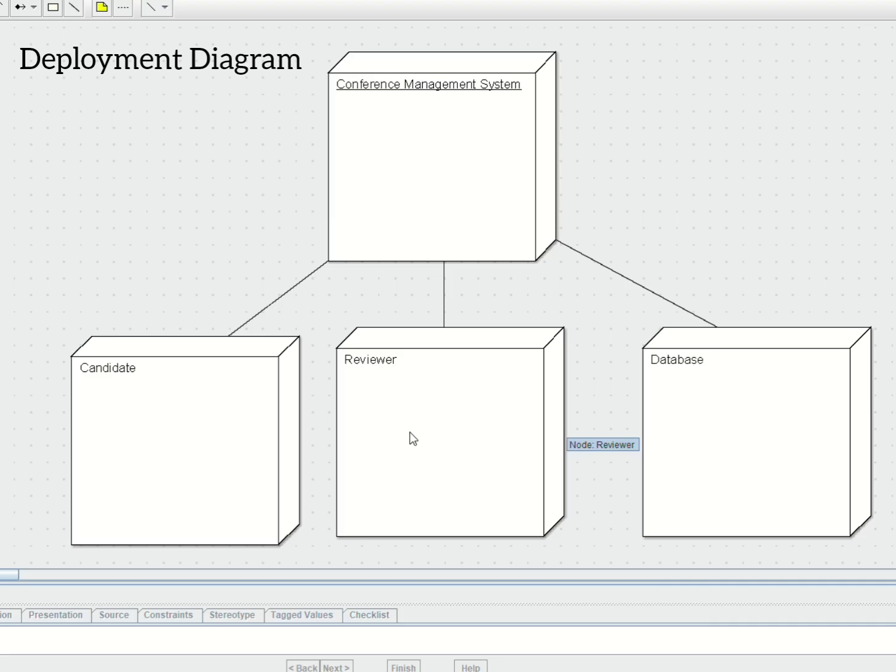The third node is a database. The database stores all the information such as user details, submitted papers, review results, and conference data. All these components are connected to the conference management system, which controls the communication between the candidate, reviewer, and database. So, in this diagram, I have shown how the conference management system is deployed and how different components interact with each other.